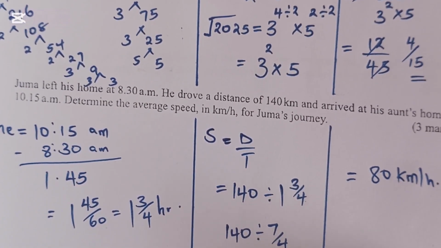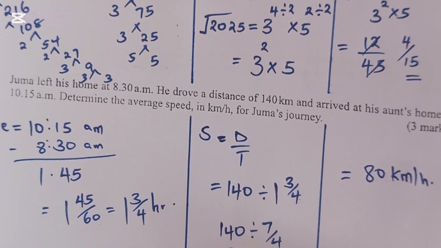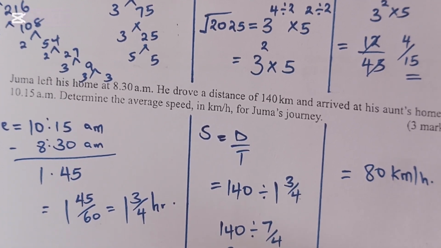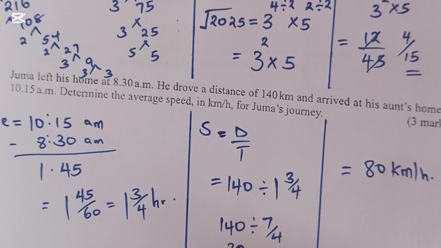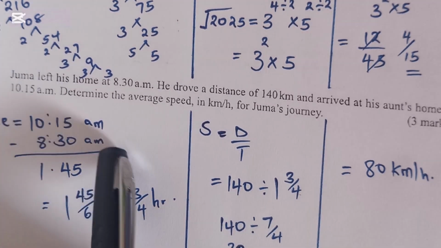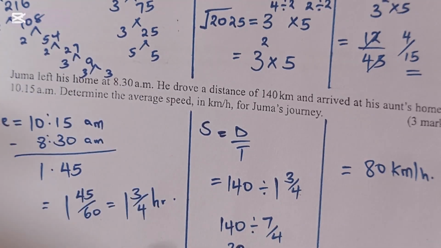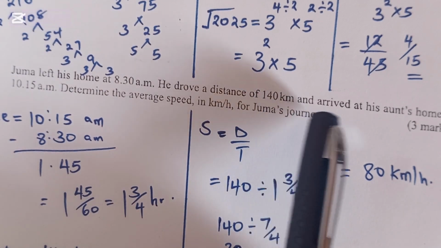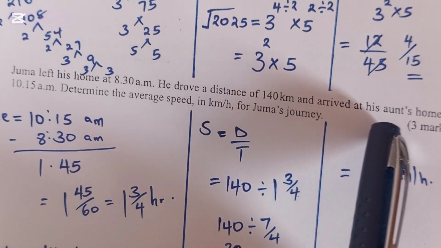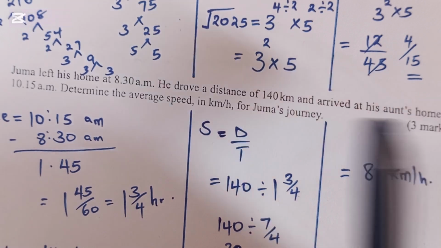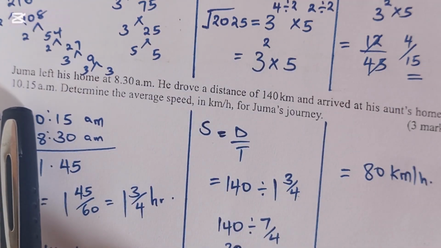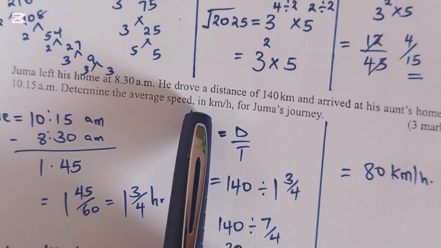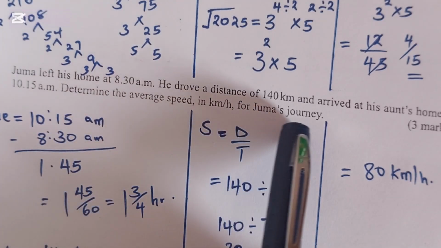And the other question reads, Juma left his home at 8:30 a.m. He drove a distance of 140 kilometers and arrived at his aunt's home at 10:15 a.m. Determine the average speed in kilometers per hour for Juma's journey.